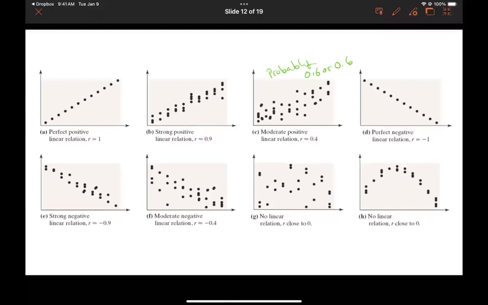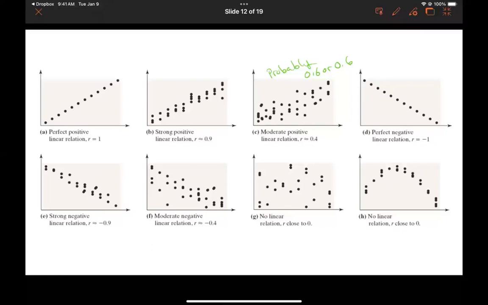So letter D is a perfect negative. Notice it looks a lot like A, except it has a negative slope. It's going downhill. So it is absolutely perfect negative. And then E is negative 0.9. So it is also negative, a really strong negative.